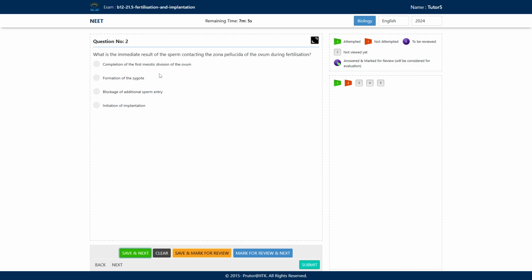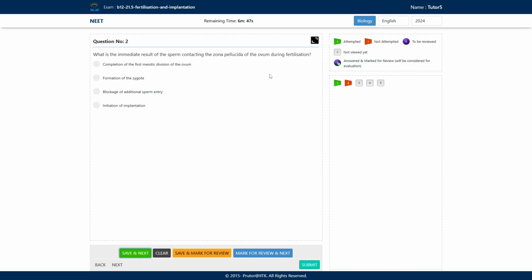So when the sperm contacts the zona pellucida of the ovum during fertilization, then what happens? Or what is the result of this process? What does it lead to when the sperm comes in contact with the zona pellucida of the ovum?